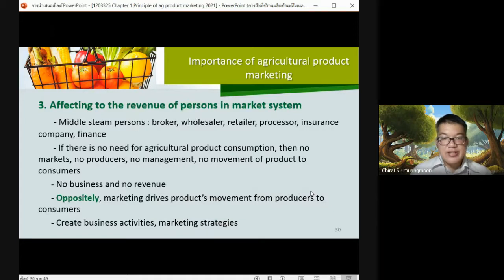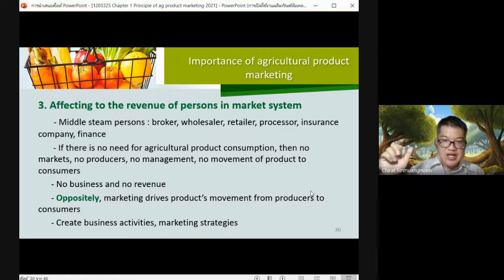Then the agricultural products marketing also affects the revenue of the people in the market system, because in the market system of agricultural products you need to have the middle person. We have the raw materials producer and then they need to send the raw materials to other places to process and transfer to the final user or the final consumers. So they said if there is no need for agricultural product consumption, there is no market, no producer, no management, no movement, so no money and no business.